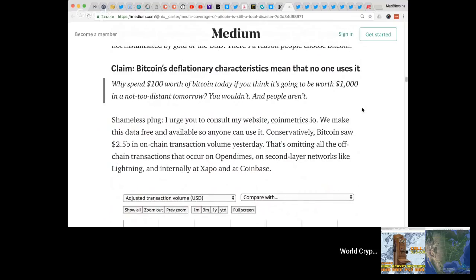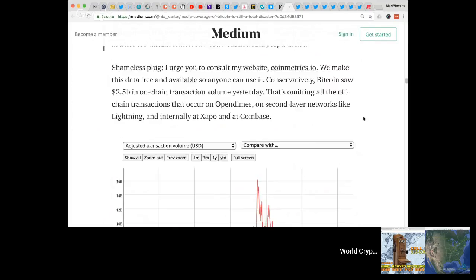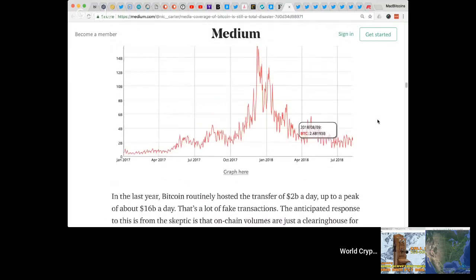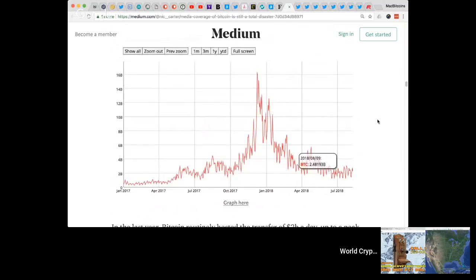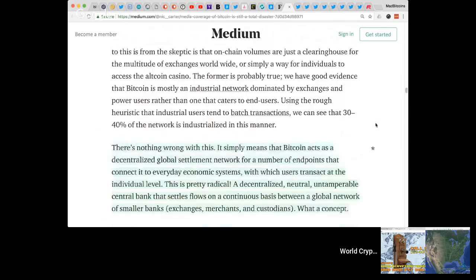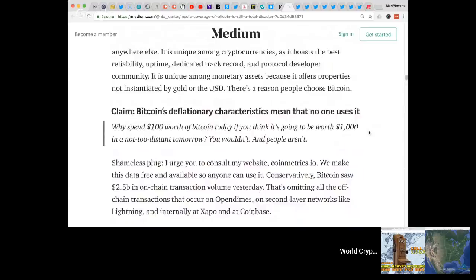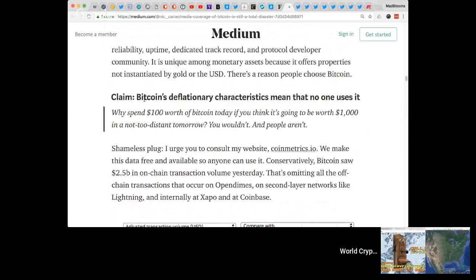Claim: Bitcoin's deflationary characteristics mean that no one is going to use it. And she says that, oh, if you could buy $100 of Bitcoin today, why would you spend it if you think it's going to be worth $1,000? And that people aren't spending it, but he shows right here we can see the transaction volume. We can see how much money was being sent. And it's pretty clear that you're going to spend it eventually. If your $100 becomes $1,000, you might need that $1,000.